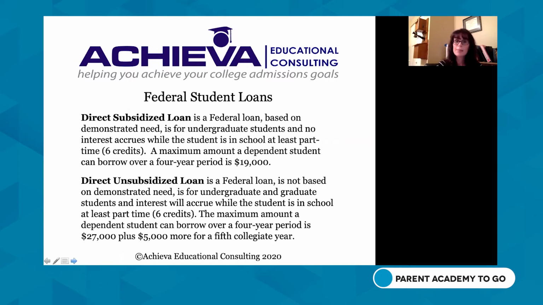A direct unsubsidized loan is also a federal loan. It is not based on demonstrated need. It is for undergraduate as well as graduate students, and interest will accrue while the student is in school, and again, defined as at least part-time, 6 credit hours. The maximum amount a dependent child can borrow over 4 years is $27,000 plus $5,000 more for a 5th collegiate year. So understand that your interest is not being deferred. You can roll that into the loan, but you are accruing it from the day you accept the loan.